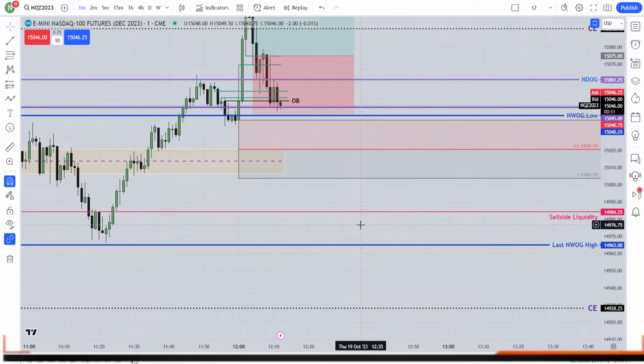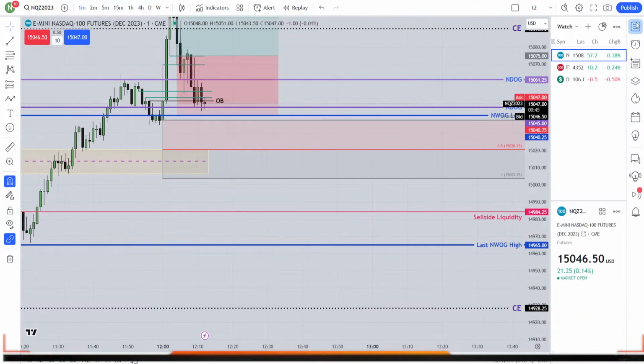In ES, there is a clear sell side in comparison with NQ. In ES, okay, let me check, brother.